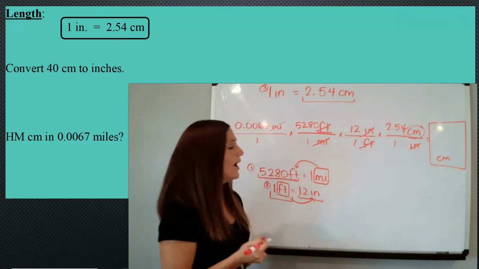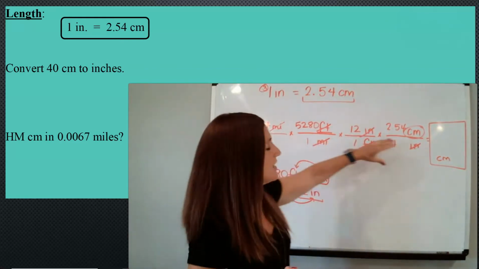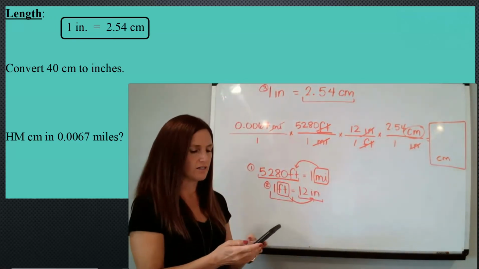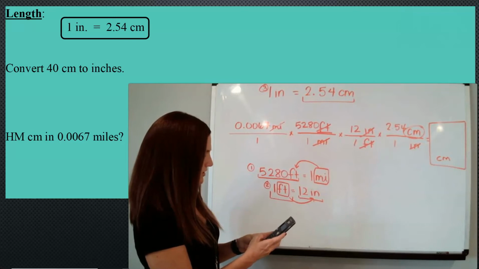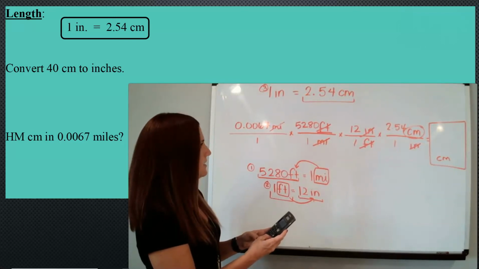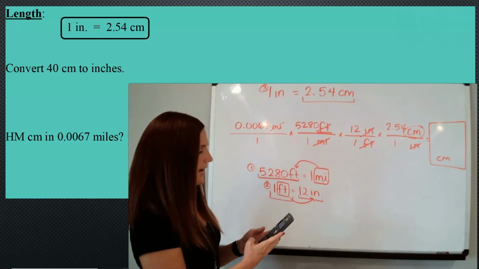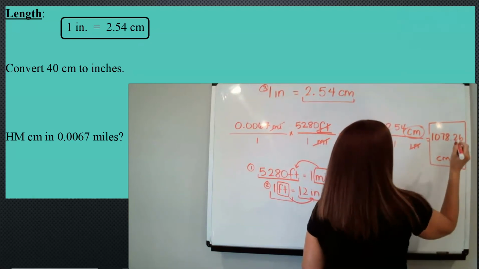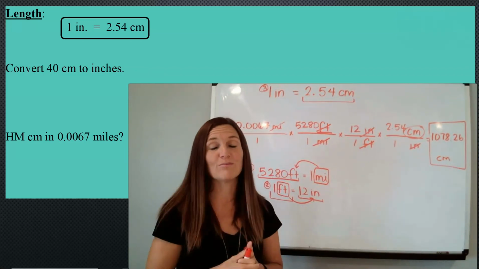So now I'm going to go ahead and plug this into my calculator. The math on this is pretty easy because everything in the denominator is 1. So I'm just multiplying all my numerators times each other. So I start with 0.0067 times 5,280 times 12 times 2.54, and I end up with 1078.26 centimeters is the answer that I have for this problem. I hope your math went along with us.